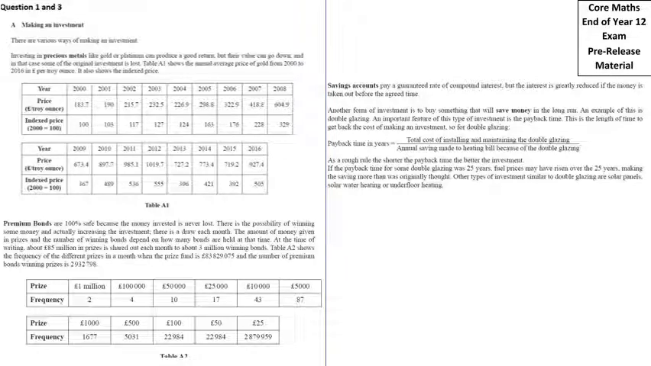There were two bits of pre-release material referenced in this question. This is the first one, which we already used in the exam. The key bit though for question 3 was this. And it tells us about payback time in years and some key facts here. We'll look back at this in a moment when we get to that part of the exam questions.